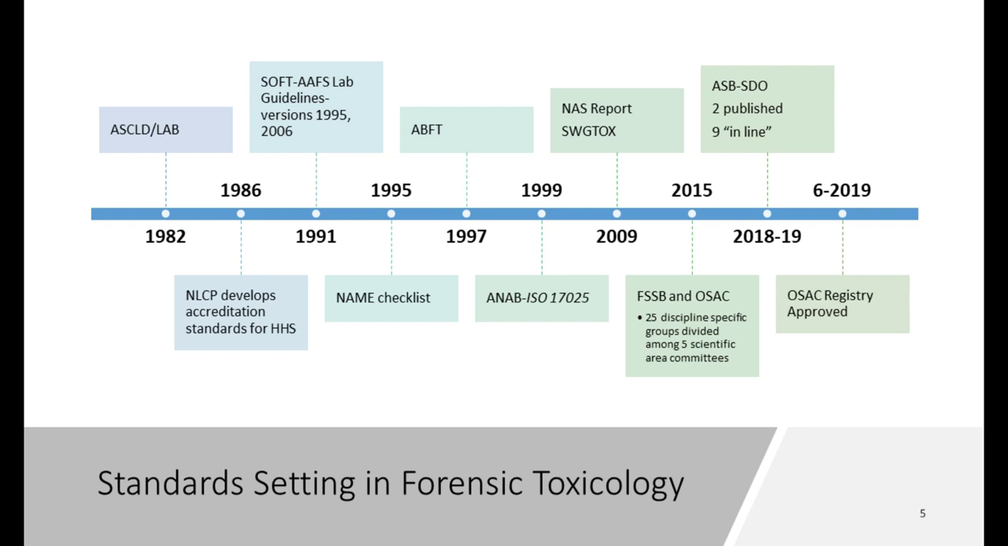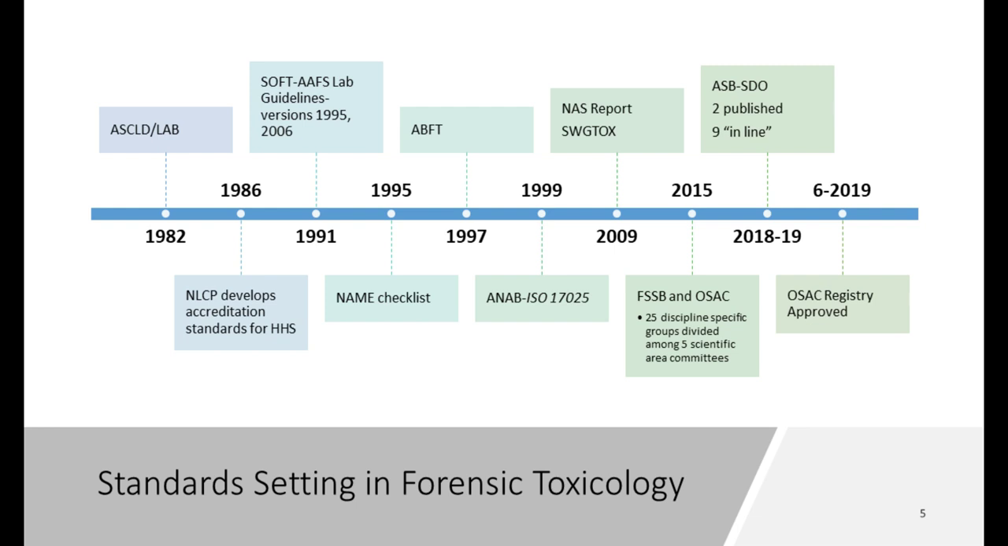Standard setting in forensic toxicology has actually been around for a long time and largely preceded the National Academy of Sciences report on forensic science in the United States. In 1982, ASCLD/LAB accredited their first crime laboratory. And in 1986, the National Laboratory Certification Program developed standards for accreditation for laboratories performing workplace drug testing on behalf of HHS, or Health and Human Services.